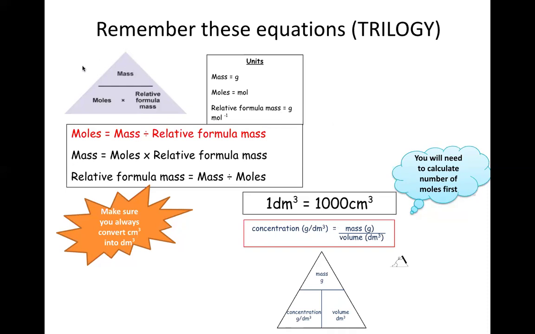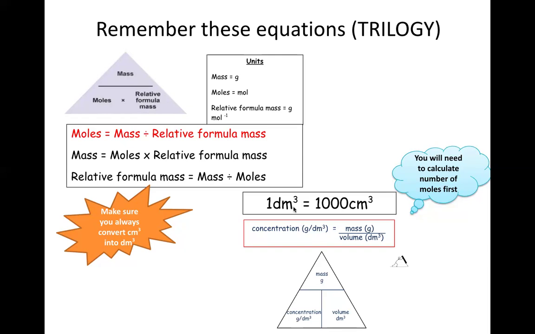You should be able to use this triangle. You cover up the thing that you want to find out. So if I want to find out the number of moles, I cover up the number of moles with my finger, and I've got mass left. You've got an invisible division sign here, divided by the relative formula mass. That's how you get the first one up here. And for the rest of the triangle, you should be able to cover up what you're looking for and then look at the other 2 things that you've got. So mass divided by moles, mass divided by relative formula mass, or moles multiplied by relative formula mass.